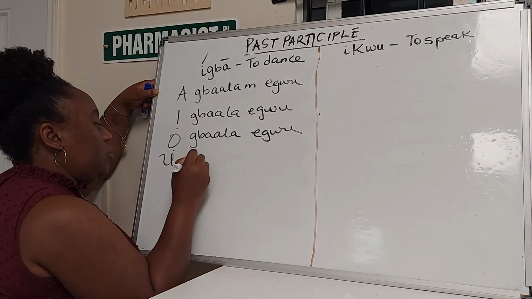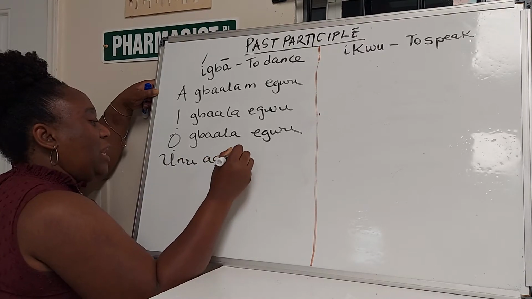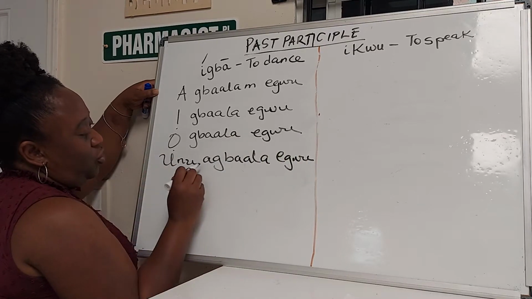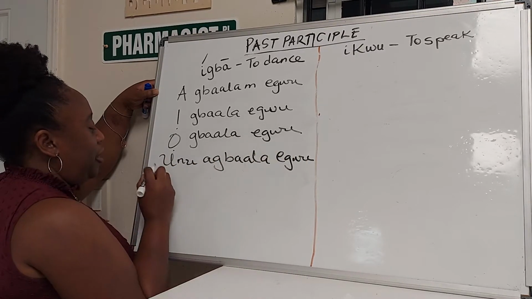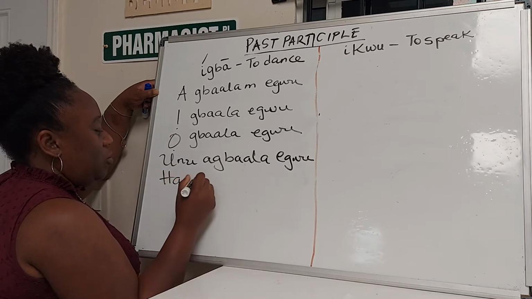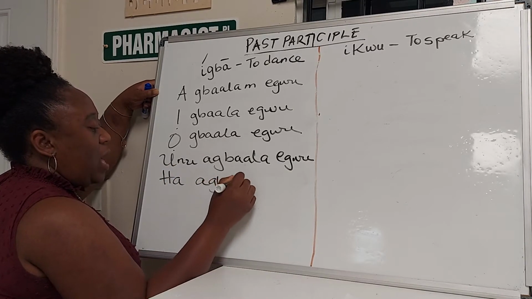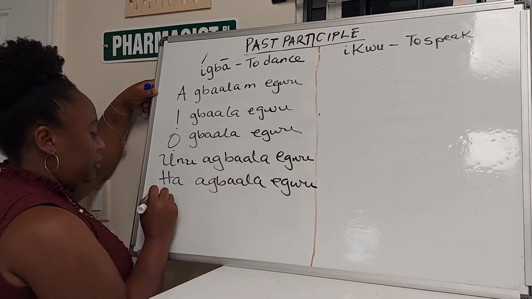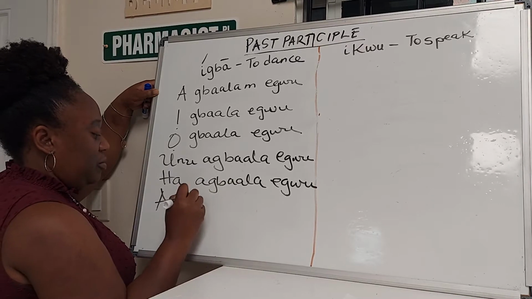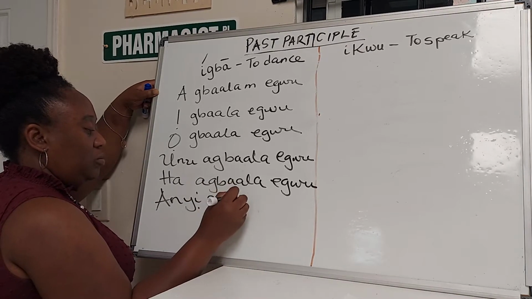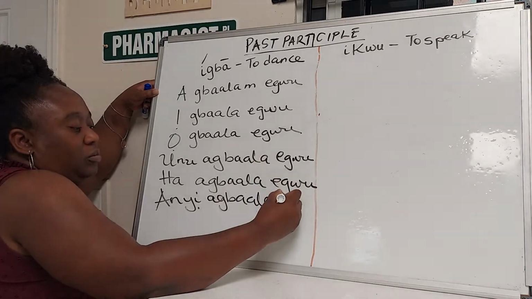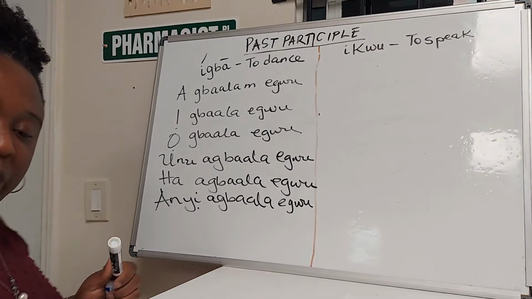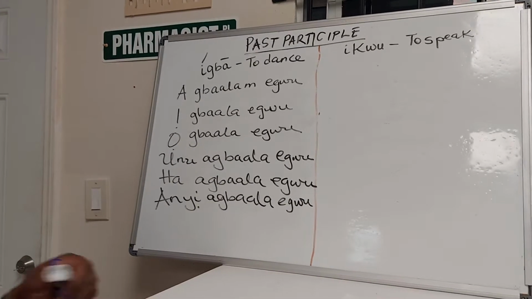Unu agbala egwu. You have danced. Okay? Ha agbala egwu. They have danced. Anyị agbala egwu. We have danced.